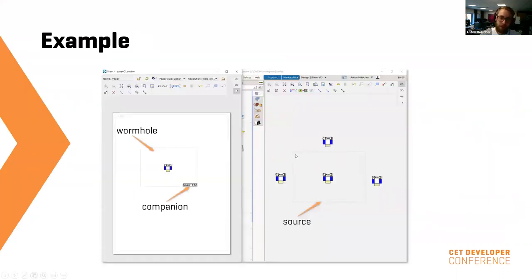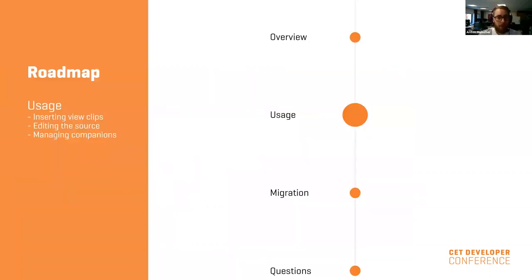If we're in 2D view, we can see the source rectangle here and the paper here. This is the wormhole. And as you can see, the wormhole reflects what the source contains. And then we also have a companion, which for instance is a scale companion. It adds a scale display to the wormhole. So you don't need to add all custom stuff to the view clip directly, but instead you add a scale companion that itself displays the scale on the wormhole. So that's how they work very quickly.